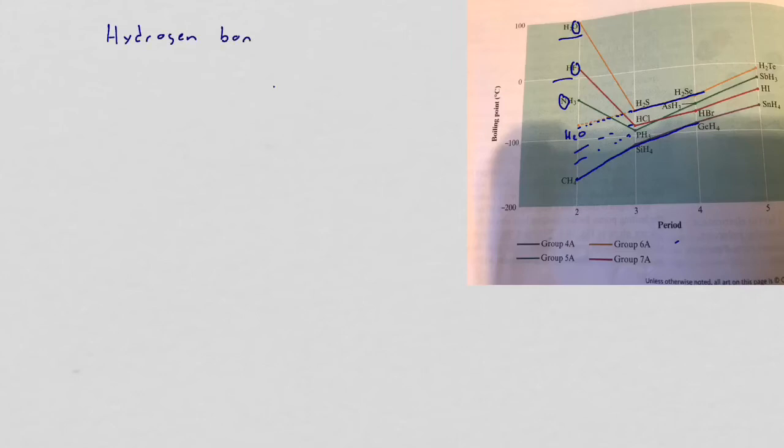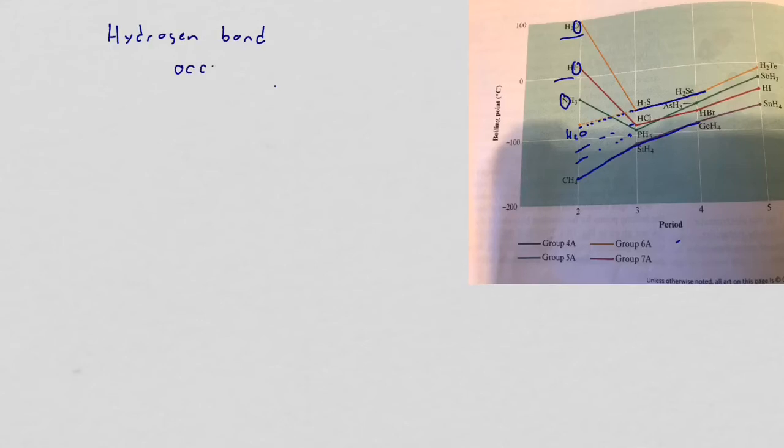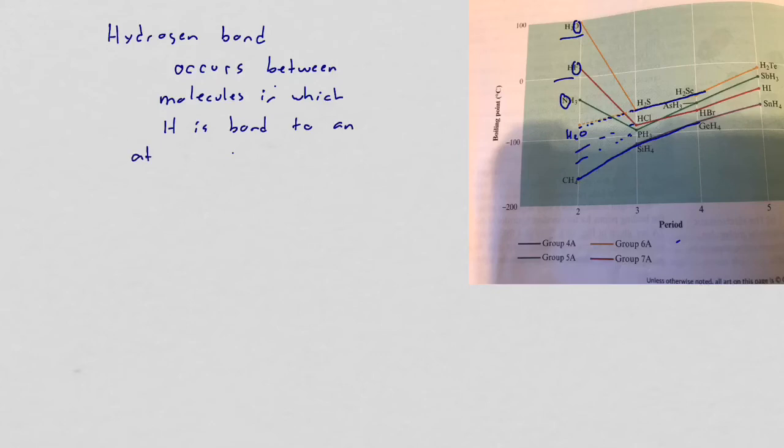A hydrogen bond occurs between molecules in which H is bonded to an atom with a small radius and high electronegativity. And there are only three atoms that fit that criteria, and they are oxygen, fluorine, and nitrogen.